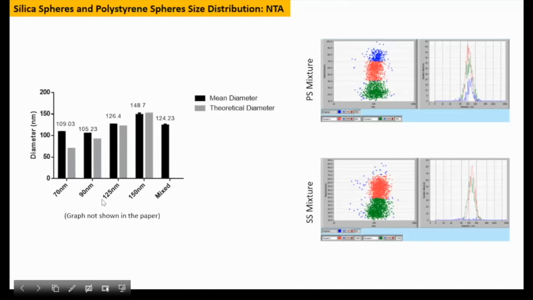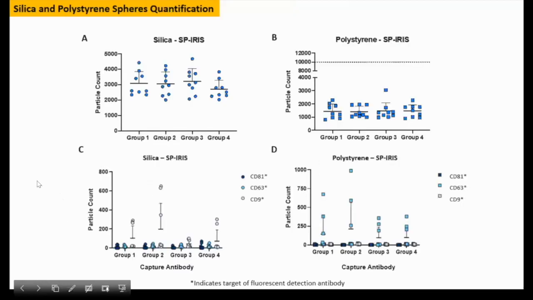However, this was observed to a lesser extent when comparing the smaller diameters at the 70 and 90 nanometer range. Now, overall, though, in comparison to the other instruments tested, NTA was still only able to detect that single broad peak using our mixed beads around 124. Okay, now going from our size distribution to quantification of our nanoparticles.